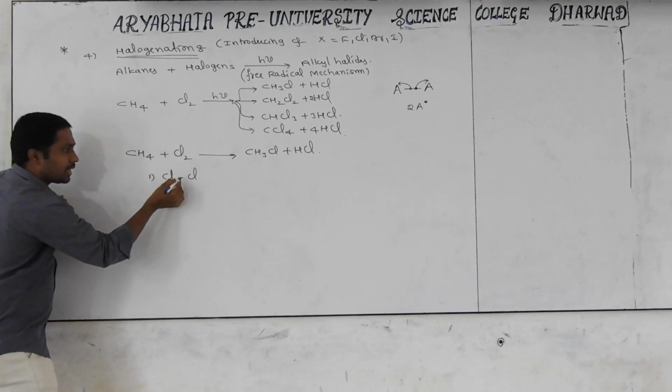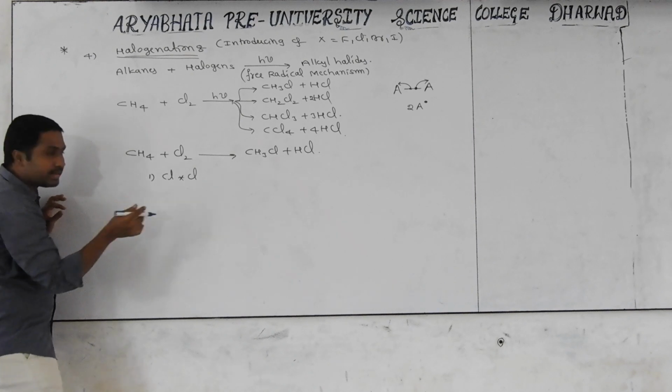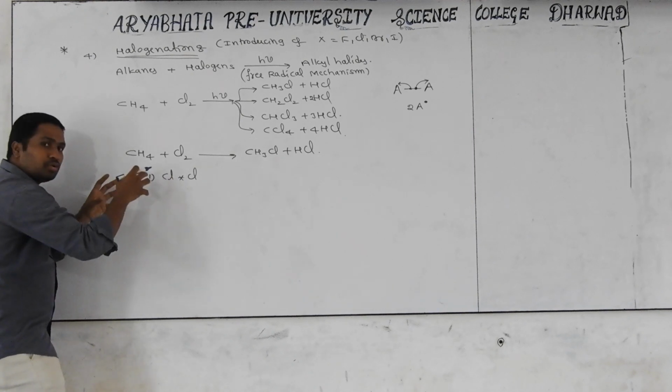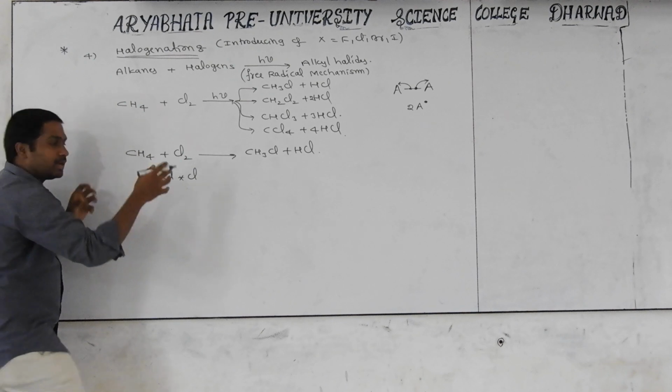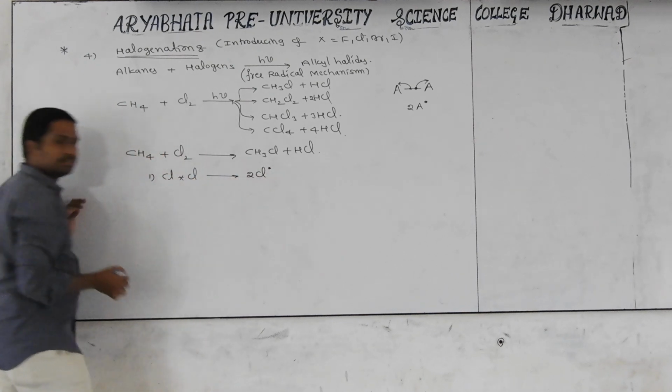So while sunlight is falling, what happens? The bond will break down through homolytic cleavage. Homolytic means the electron distribution between the particles will be equal. Then what are we getting? Two Cl radicals.